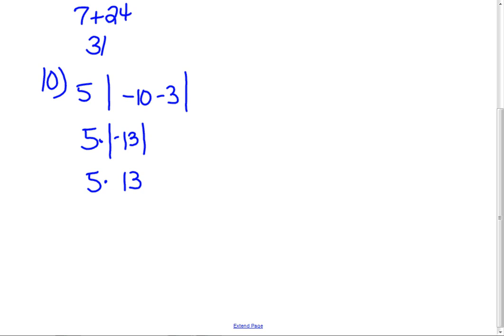I think you added them. Follow what it says. No, it doesn't get an opposite. All absolute value does is get rid of the sign. That is it. No. This is times. There's no times sign, but it's times. Inside, it's minus 10 plus a negative 3, which is still negative 13.